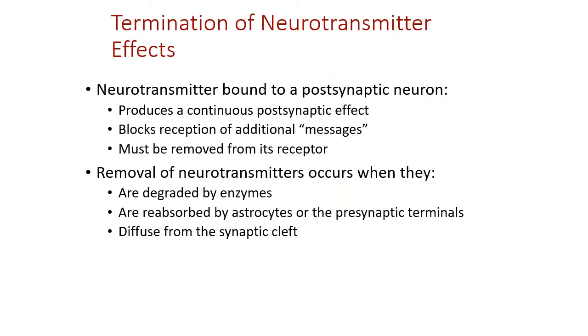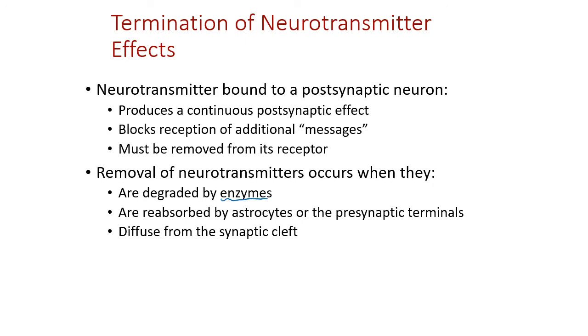In order for us to stop that postsynaptic neuron from, in a sense, continuing to have a signal and continuing to do whatever it's been told to do, we need to end that signal. And so we have to terminate the neurotransmitter's effect on the postsynaptic cell. That neurotransmitter is going to have essentially a continuous postsynaptic effect as long as it's bound there. So we need to be able to get rid of it, either by using enzymes, like we just talked about.